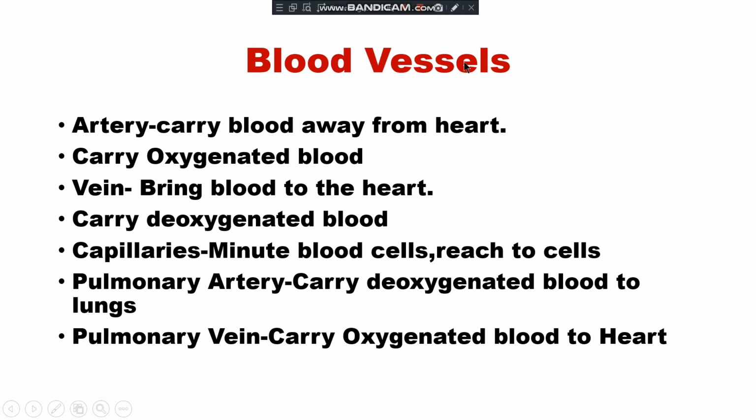Now the next and last component of the circulatory system is blood vessels. Blood vessels means the pipe-like structures. Mainly we can divide them into three parts: arteries, veins, and capillaries. Arteries are the blood vessels which carry the blood away from the heart. Okay, and veins are the blood vessels which carry the blood to the heart.